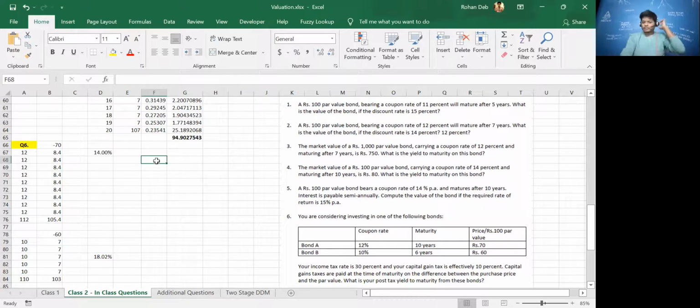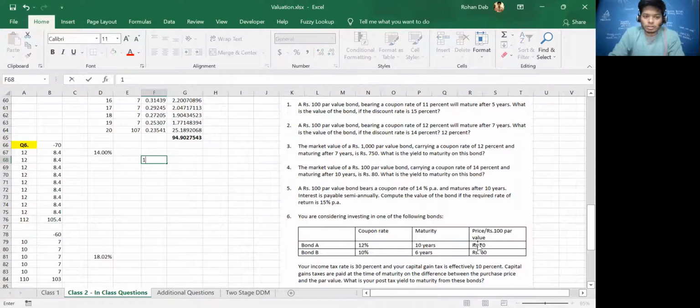Okay, so what question 6 is saying is, let's say you have a bond which has a coupon rate of 12%. So on a rupees 100 bond, the par value is 100 and you pay 70 rupees today for that bond. Maturity is 10 years and the coupon rate is 12%, right? So normally what would happen?